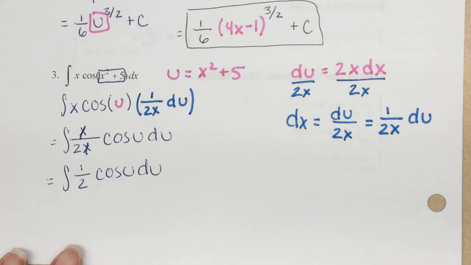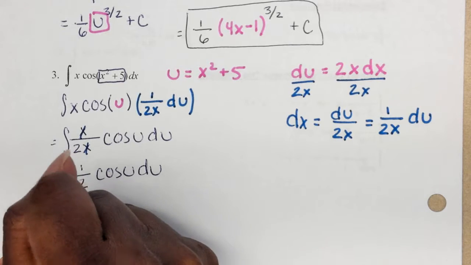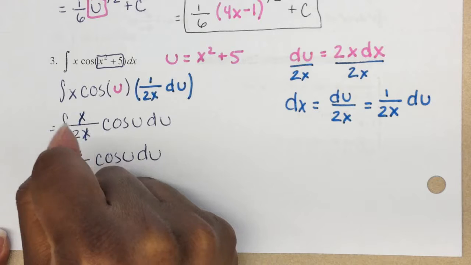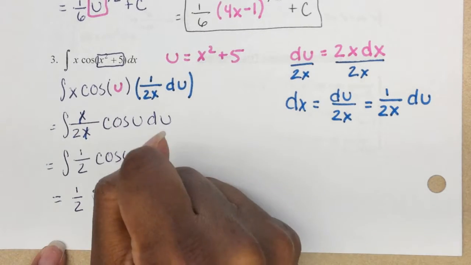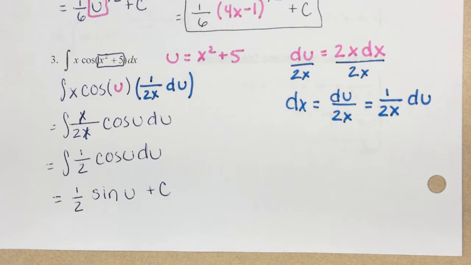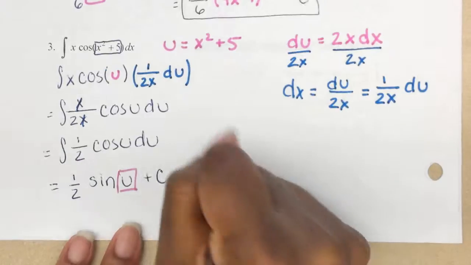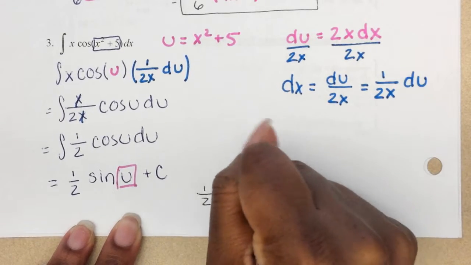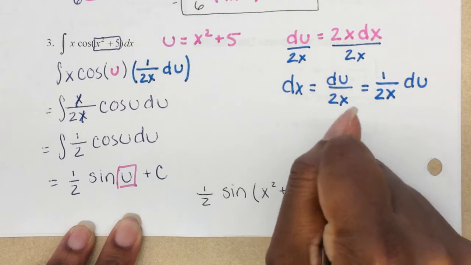So now I can integrate this fairly simply. So I bring out the 1/2. The antiderivative of cosine is sine of u plus c. And then my last step, put back the u. So I have 1/2 sine of x squared plus 5 plus c.